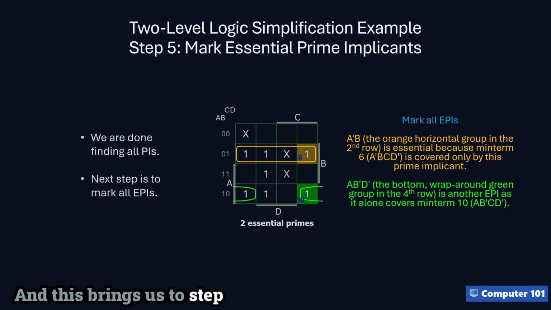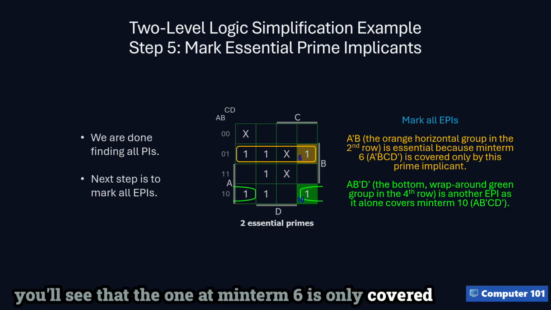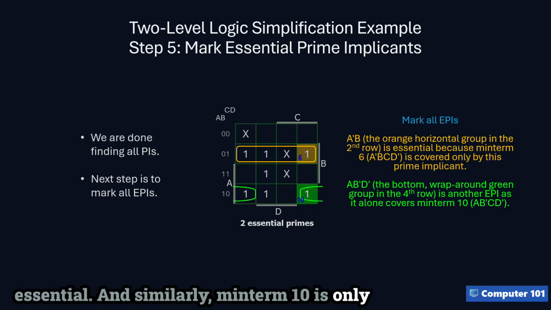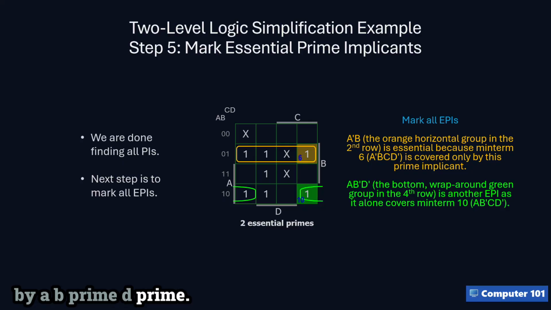And this brings us to step 5, finding the essentials. We've got to play detective here. If you look closely, you'll see that the one at minterm 6 is only covered by that prime implicant A'B. That makes it essential. And similarly, minterm 10 is only covered by AB'D'. So boom, we have 2 EPIs that we know for sure have to be in our final solution.